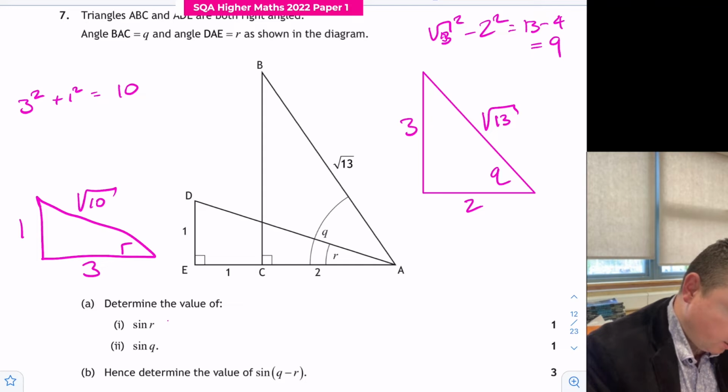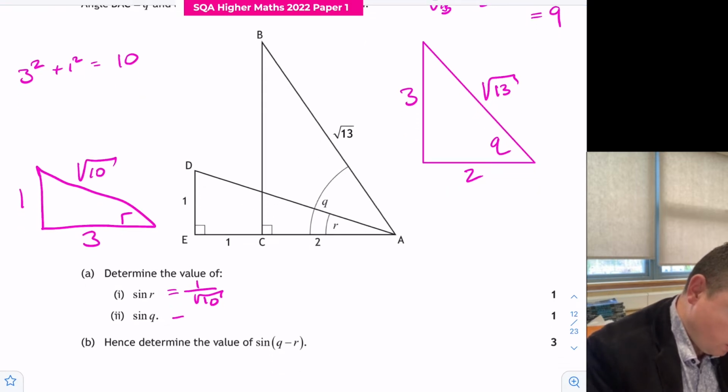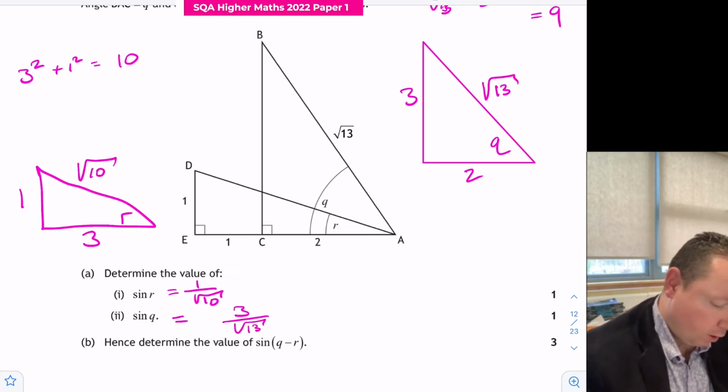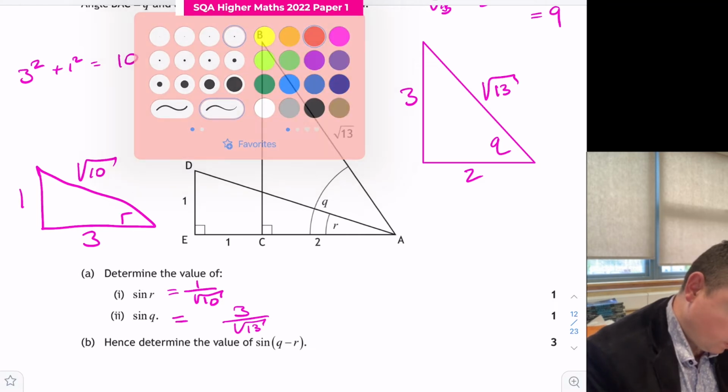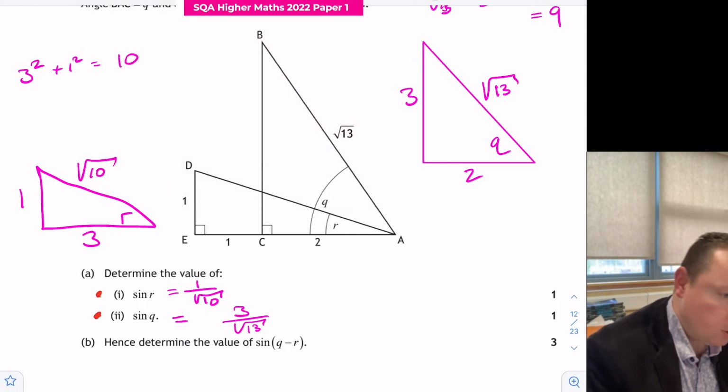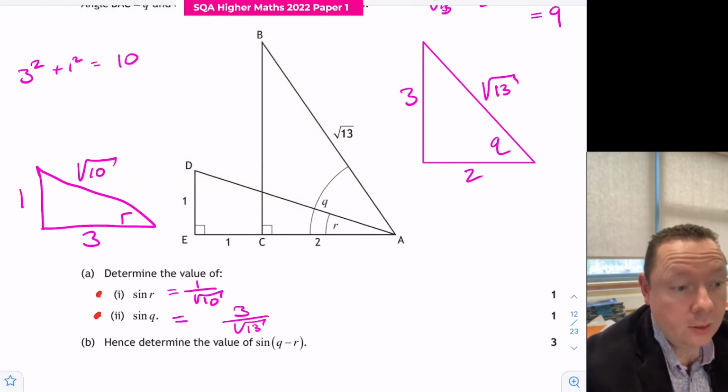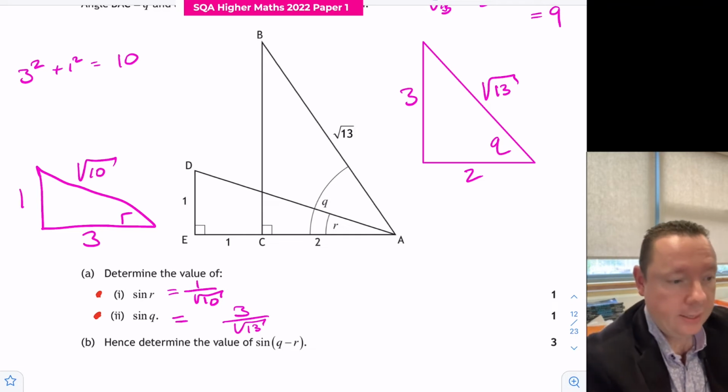Determine the value of sin R and sin Q. Sin R, opposite over the hypotenuse, is 1 over root 10. And sin Q, opposite over the hypotenuse, is 3 over root 13. 2 marks there, 1, 2. Nothing else you're going to do there. So let's go to part B.